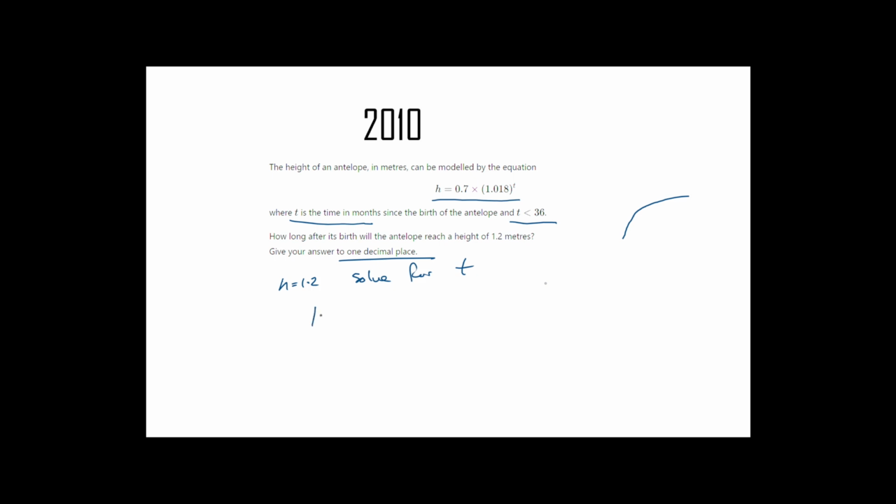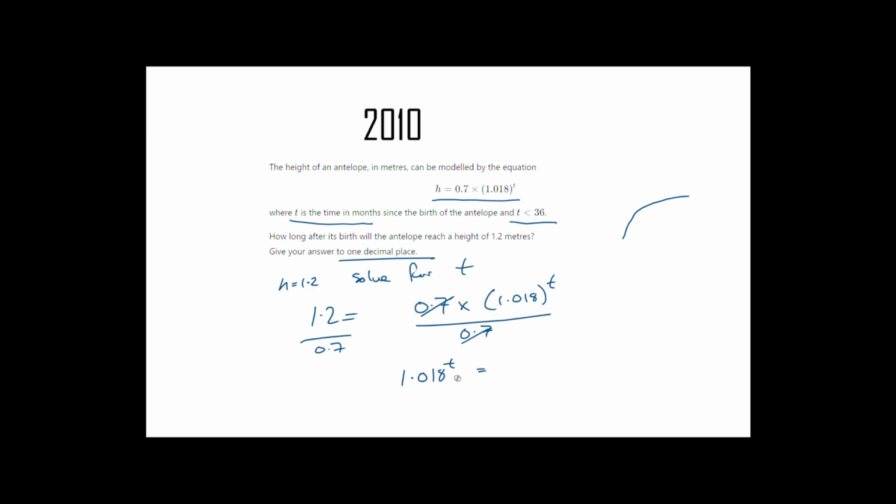No. Okay. 1.2 equals 0.7 times 1.018 to the power of t, and we want to solve for t. So let's divide both sides by 0.7. They're going to cancel. So 1.018 to the power of t equals 1.2 divided by 0.7.